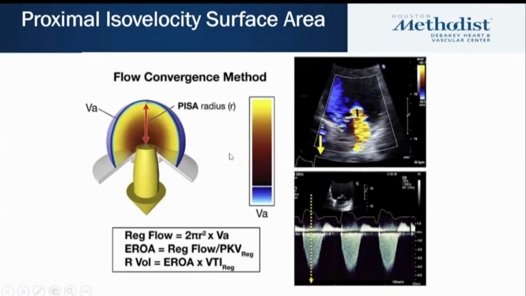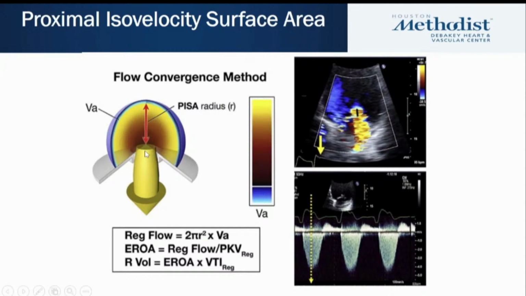You're all familiar with the concept of proximal isovelocity surface area. So basically, you're looking again at this area of flow convergence. The assumption here is that this is hemispheric. So you're using the radius to calculate the area of this area of proximal convergence. If you multiply the area by the aliasing velocity right here, which you have to make sure to shift towards the jet, you end up with a regurgitant flow.